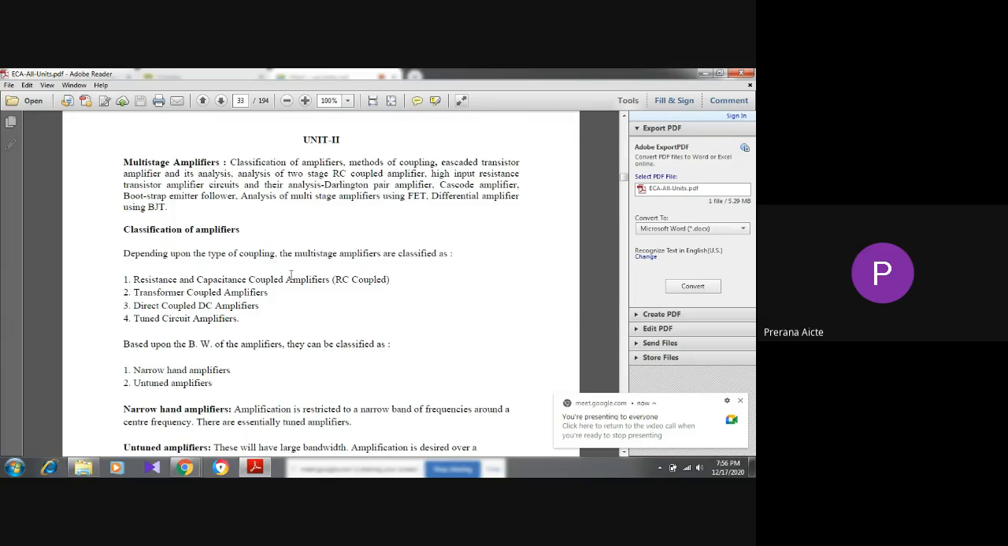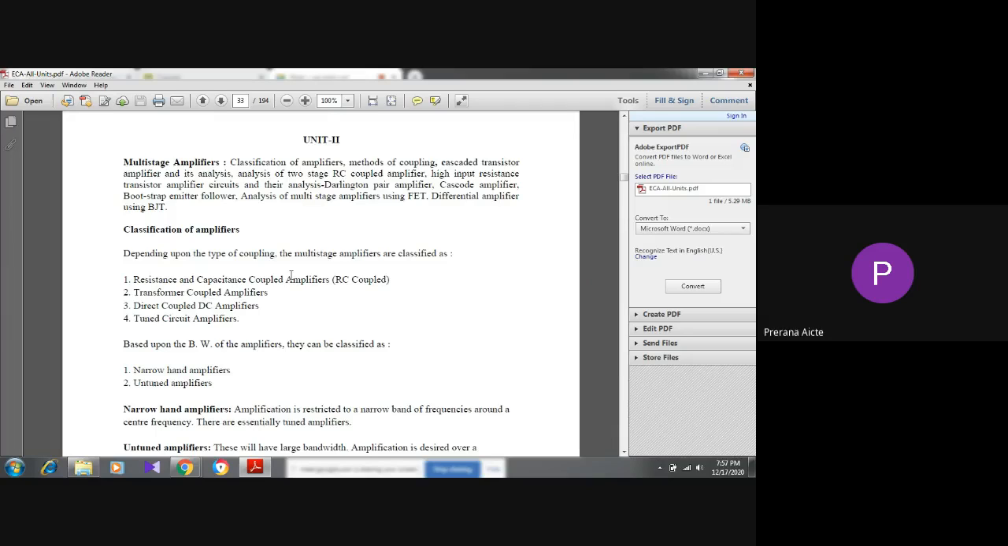Today, I will explain the second unit in analog circuits, that is multi-stage amplifiers. Previously we have seen single-stage amplifiers, single-stage analysis. Why are multi-stage amplifiers necessary? We can improve or change the bandwidth, we can change the gain, or we can change the input resistance by using multi-stage amplifiers.